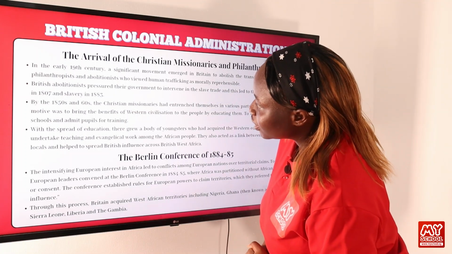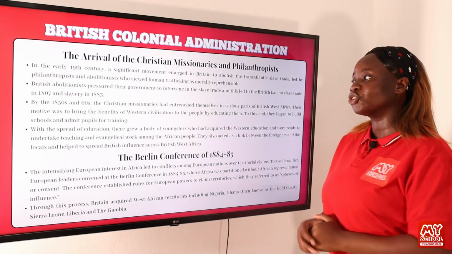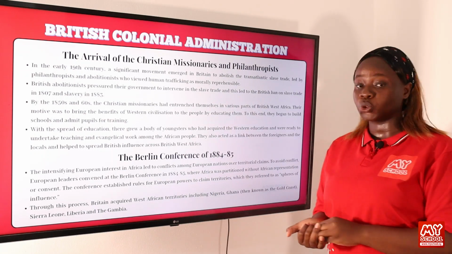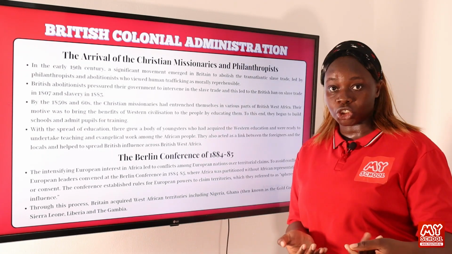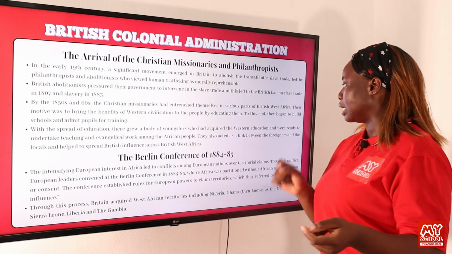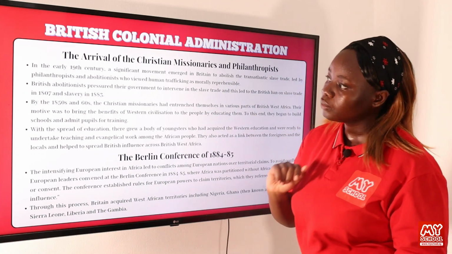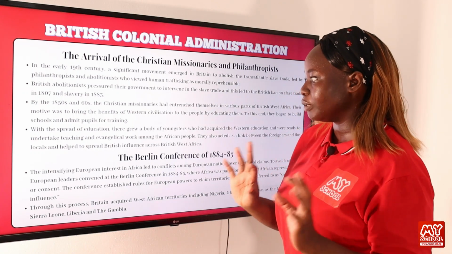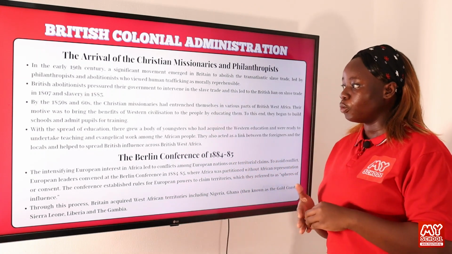By the 1850s and 60s, the Christian missionaries had entrenched themselves in various parts of British West Africa. So this is the religious motive. They were trying to spread Christianity into the African territory. Their motive was to bring the benefits of Western civilization to the people by educating them.